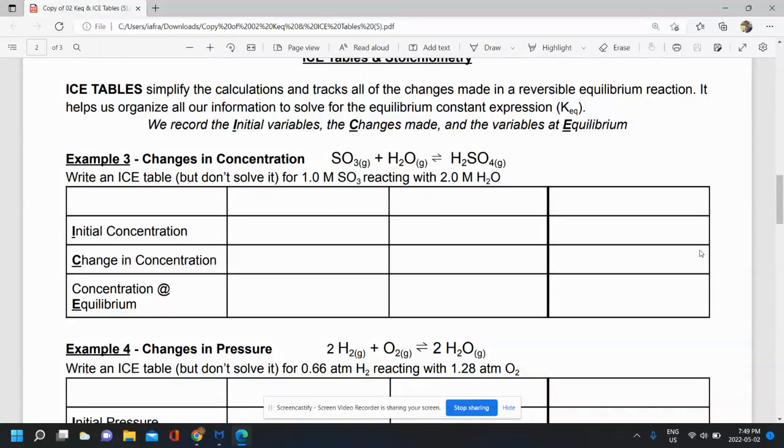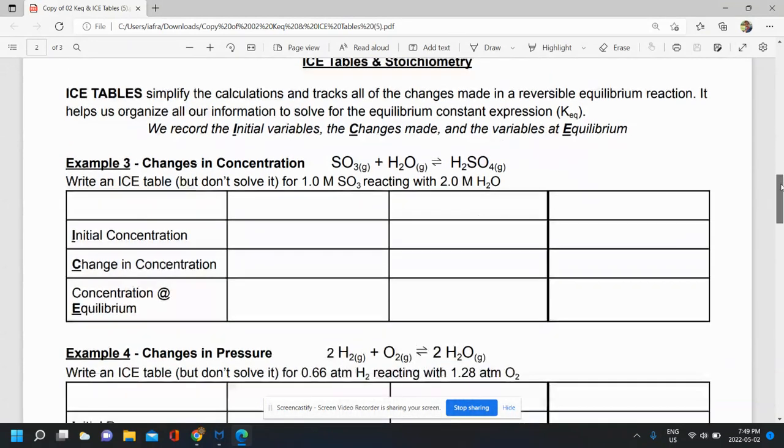In this video, we're going to see how to set up ice tables for more complex equilibrium type of problems that incorporate stoichiometry. So we're not really going to solve the ice tables just yet. In the first few examples, we're just going to set them up. An ice table is a table that allows you to keep track of concentrations from the beginning of a reaction all the way up until you reach equilibrium.